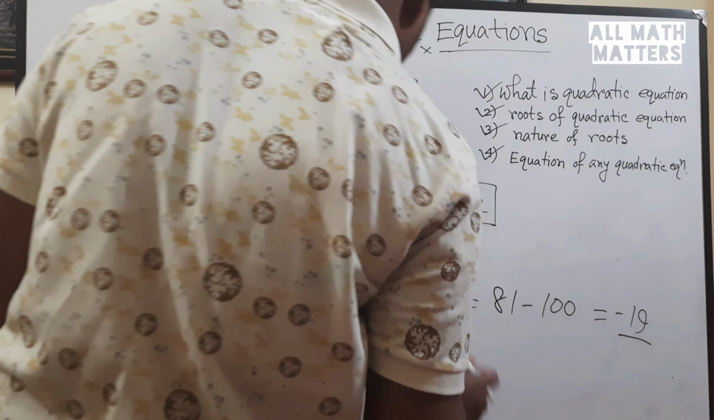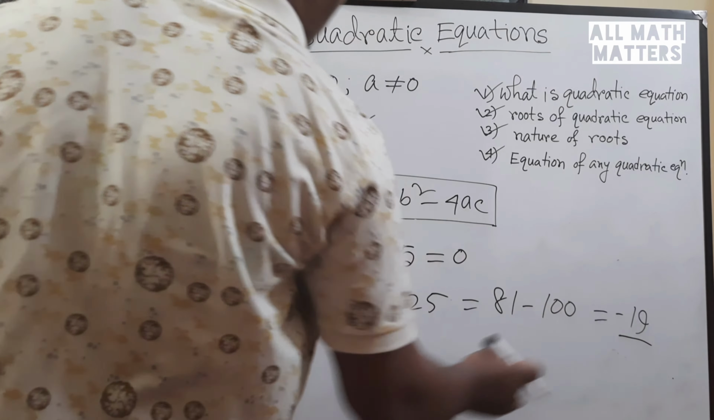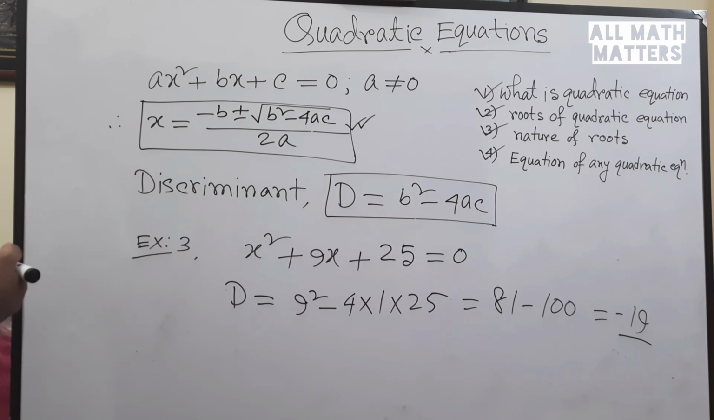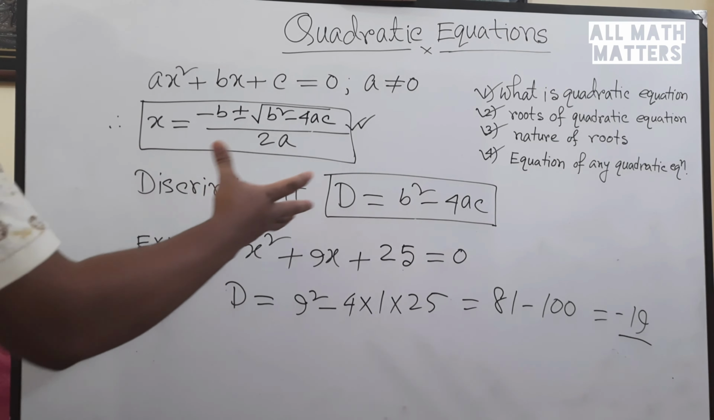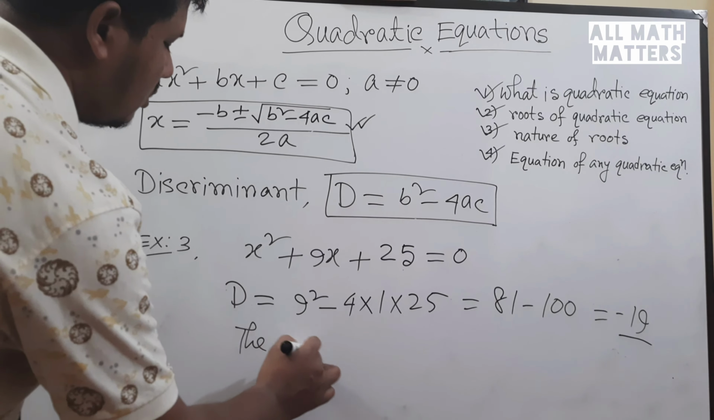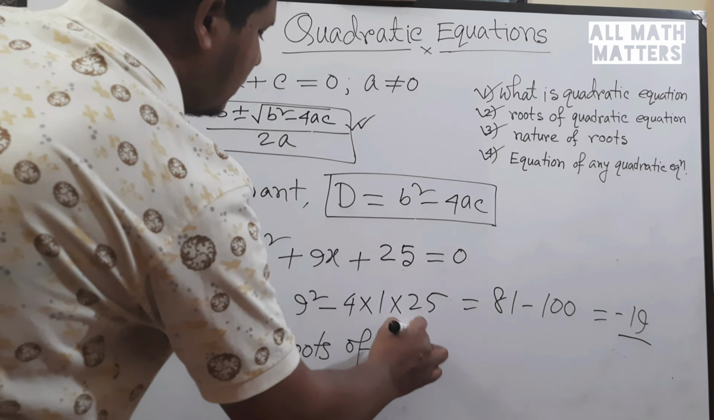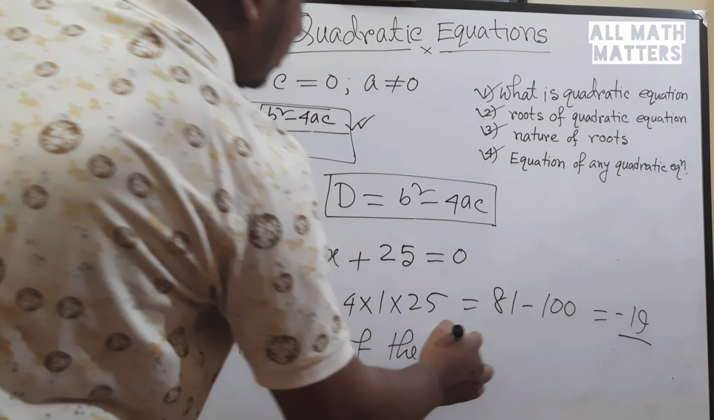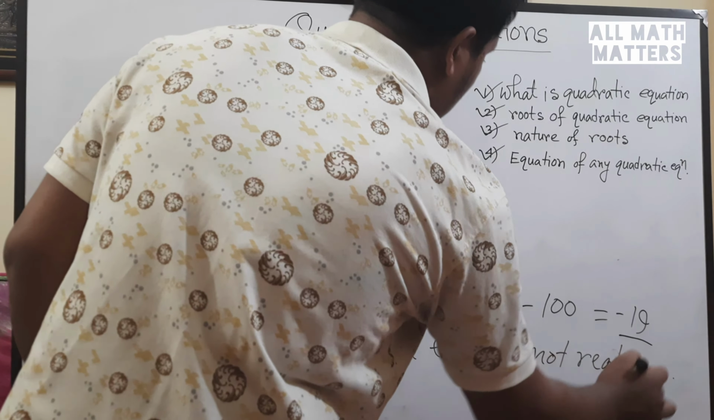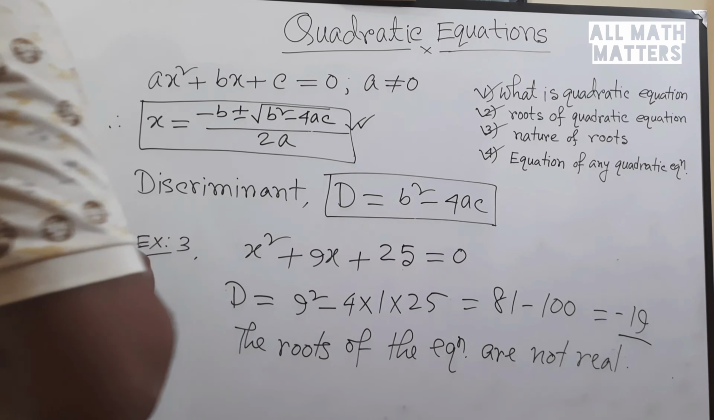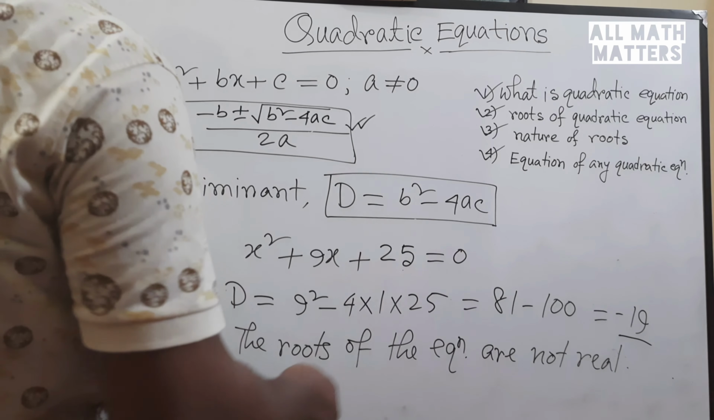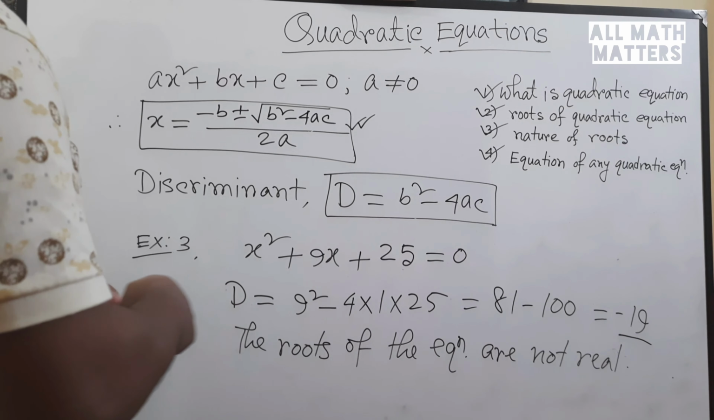Okay, I would like to show that if the discriminant is negative, then what will be the roots of this equation? So the roots of this equation will be imaginary numbers. That means we can't find any real value from this equation. So the roots of the equation are not real. Okay, so if someone knows the discriminant of a quadratic equation, then you can easily find the nature of the roots.